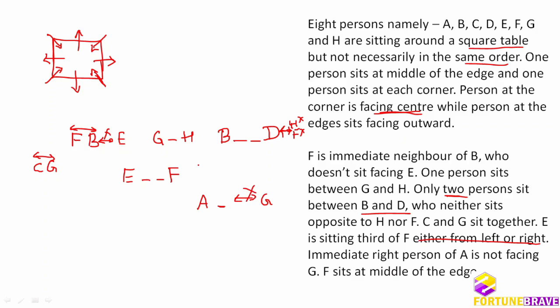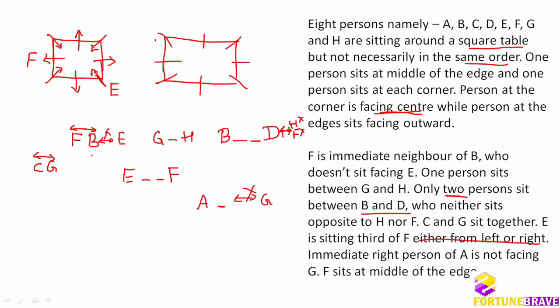F sits at the middle of the edge, so we will put F here and then start. F and B are both together, and E and F have two places between them. B will not be facing E. So E can take this side or this side. So we'll take two options here and work with them. Let us see what will happen.